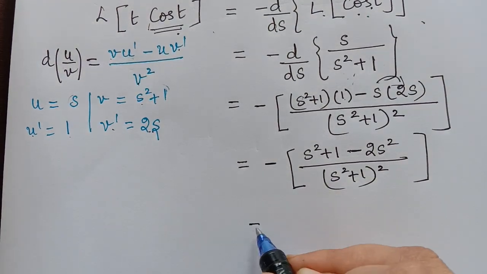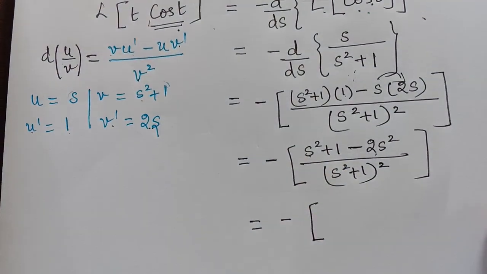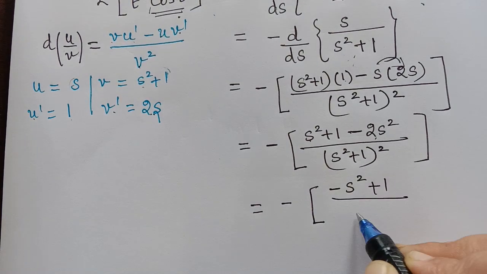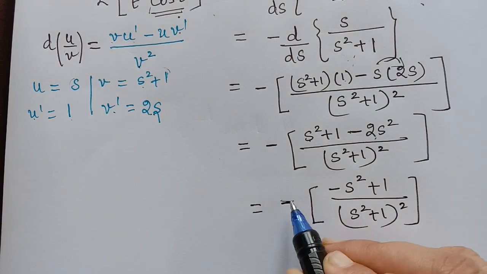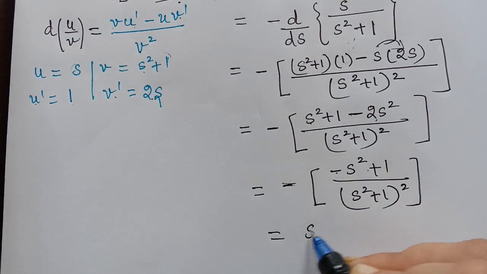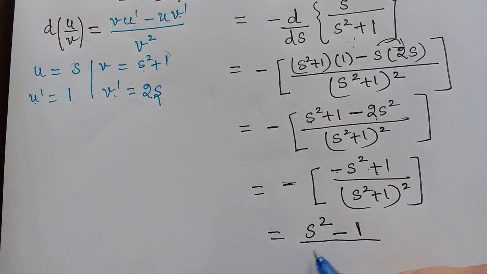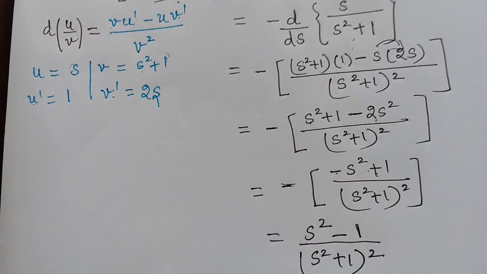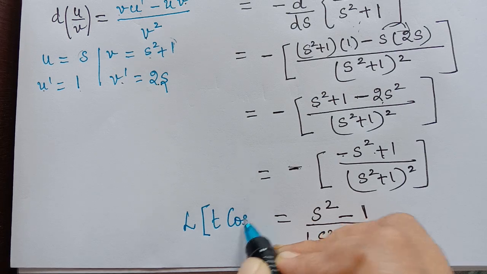Now further this will be equal to negative of s square minus 2s square, which gives negative s square, plus 1, divided by s square plus 1 the whole square. Now when this negative sign is multiplied inside, minus into minus becomes plus, so s square, and minus into plus is minus 1, divided by s square plus 1 the whole square. So therefore we have obtained L of t cos t.